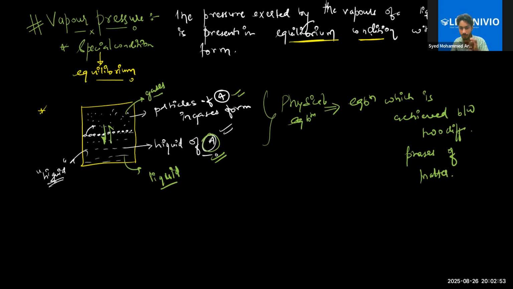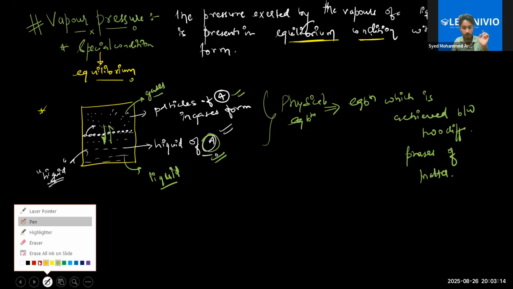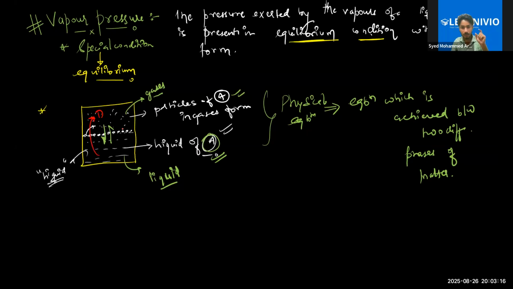If the equilibrium condition is achieved, how? Listen to my words carefully: the rate of formation of my vapors is equal to the rate of formation of my liquid. Like in this journey, from the liquid to the vapor, from the vapor to the liquid. This one would be my condensation, this one would be my evaporation. The rate of formation of my vapor means vaporization, and condensation is again converting into the liquid form.